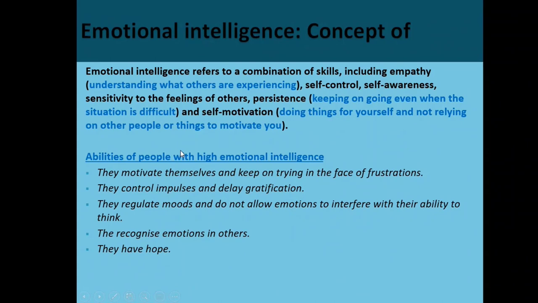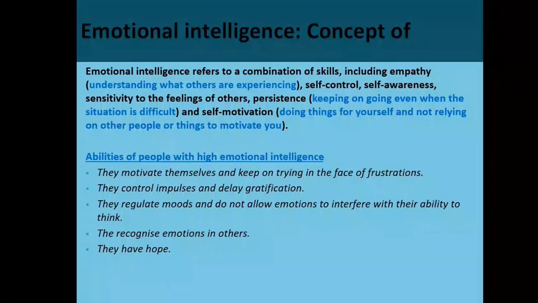How do we see people with high emotional intelligence? They motivate themselves and keep on trying in the face of frustration. They control impulses and delay gratification. What do you mean by control impulses? When someone upsets you, you don't just behave haphazardly without thinking. So you think first, then you apply something. They say they control impulses. They don't just act, and they delay gratification.